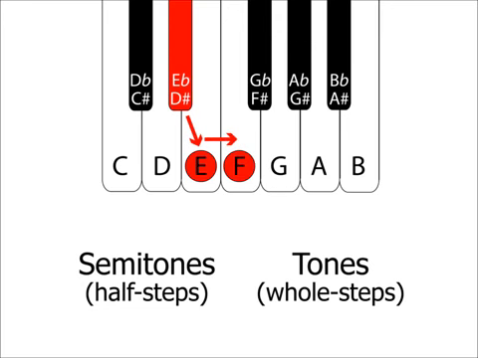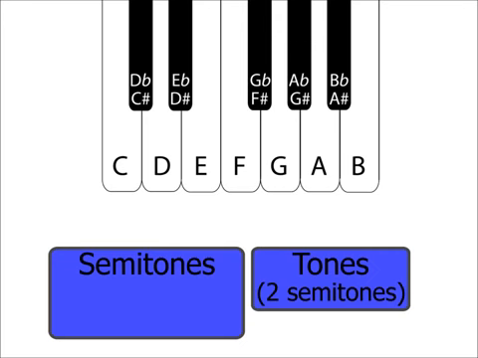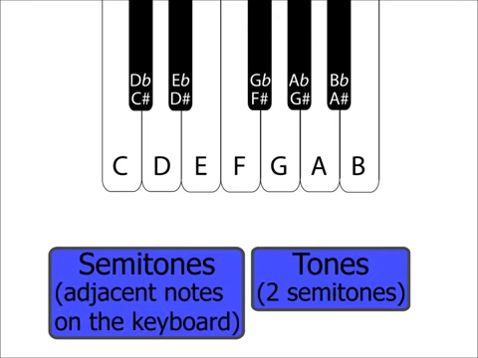As we've counted 2 semitones, the distance from D sharp to F could be described as a tone apart. So remember, a tone is made up of 2 semitones, whereas a semitone is 2 neighbouring, or adjacent is probably the better word, notes on the keyboard. Don't forget to carefully count those black notes when you are working out tones and semitones.